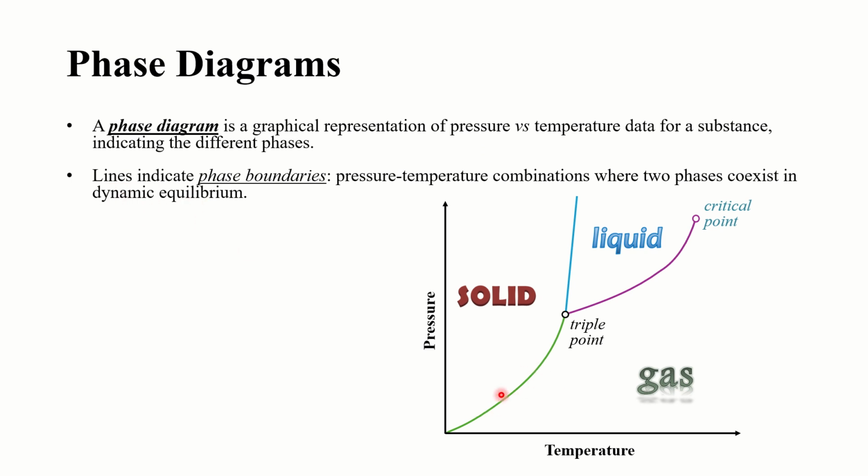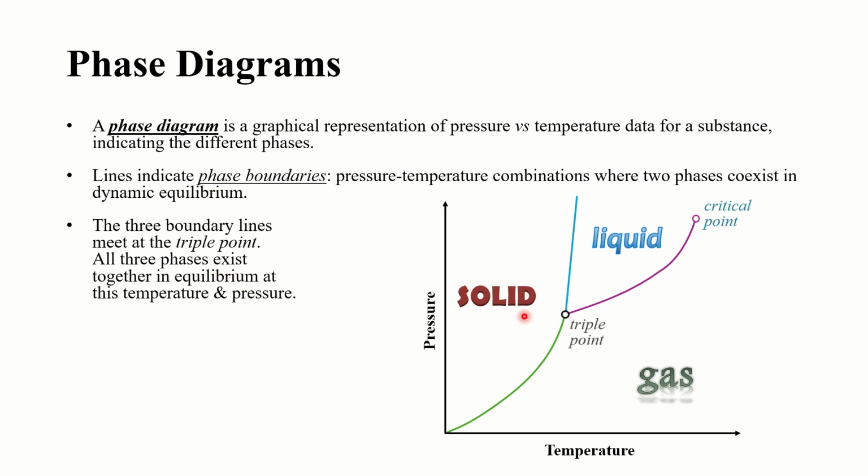So if you have the precise pressure and temperature condition where you are directly on one of these 3 lines, the green line here between gas and solid, the blue line here between solid and liquid, or the purple line here between gas and liquid. Again, this is a phase boundary, a pressure-temperature combination where these 2 phases would exist in dynamic equilibrium. And if you move across one of these lines, you go through a phase change. So across this purple line, between gas and liquid, across this blue line, converting between a liquid and a solid, across this green line, from a gas to a solid.